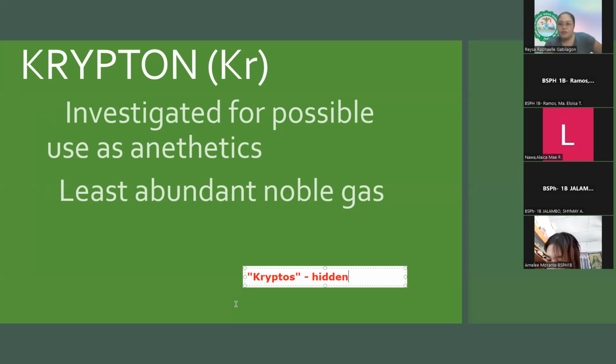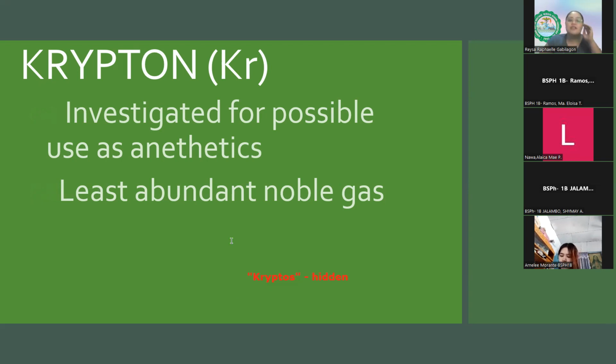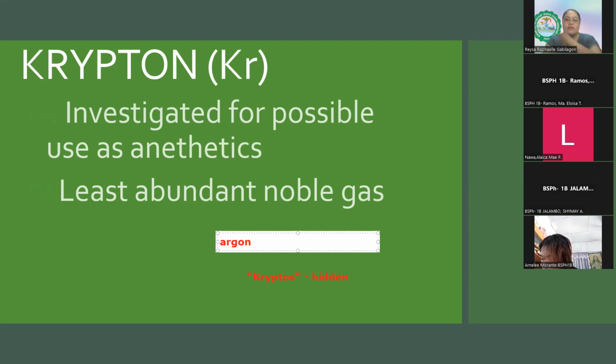Now, if argon is the most abundant, this one naman is the least abundant noble gas. Okay? So si krypton actually comes from argon. This was isolated. Kaya nga tinawag siyang hidden because this element was discovered or isolated from argon. So it was like a hidden element sa argon and it was discovered by Ramsay and Roberts.